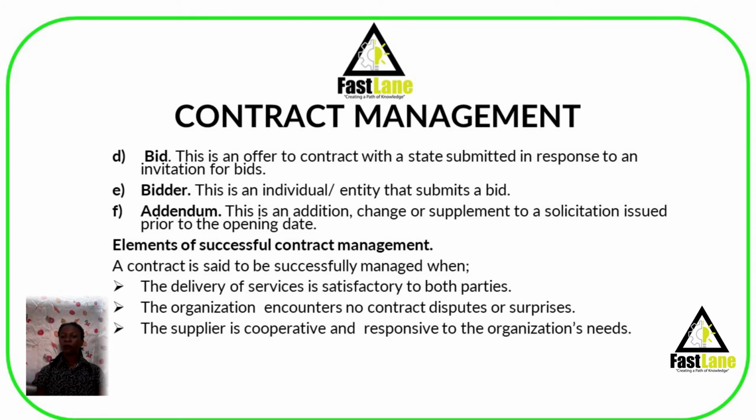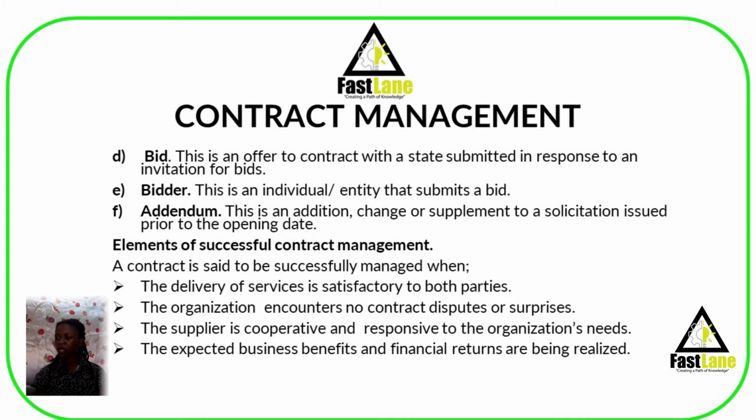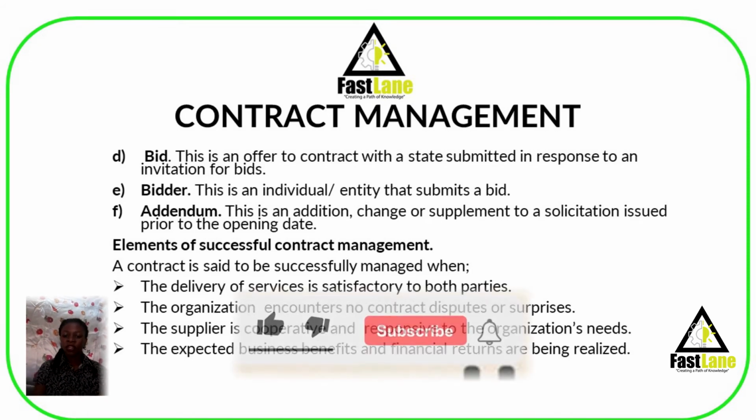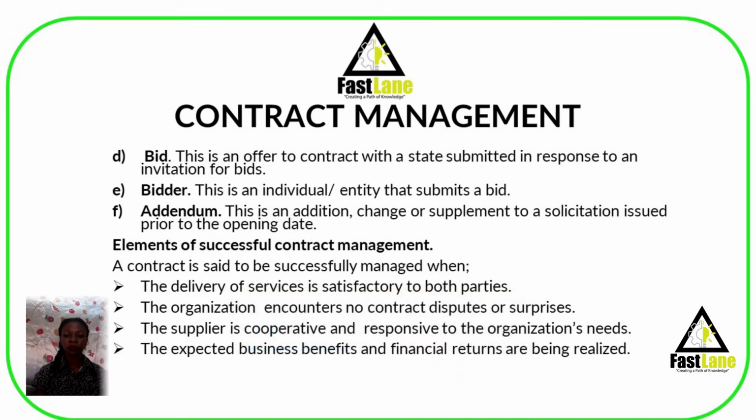And the last element of successful contract management, we also have if the expected business benefits and financial returns are being realized. So whenever there is a contract, we expect benefits and financial returns. An example is in case the contract was to build apartments. The financial benefits will be like the rent I get from my tenants, and the business benefits will be attracting tenants. Maybe the apartments are well built, high quality, so those are the business benefits.